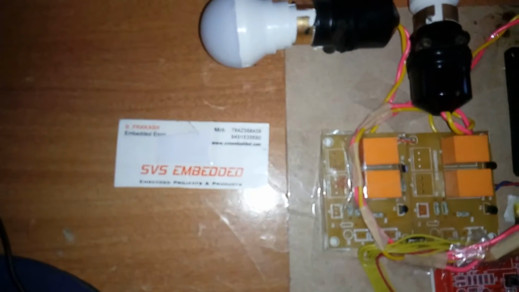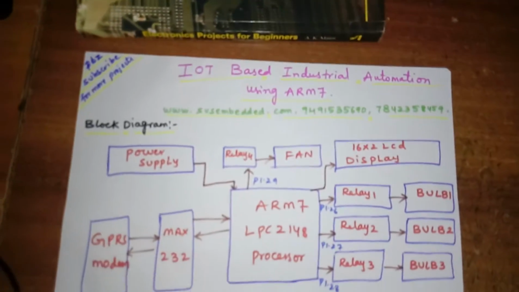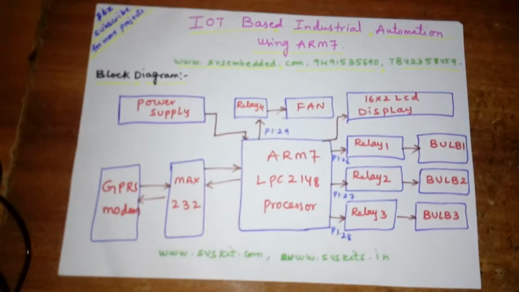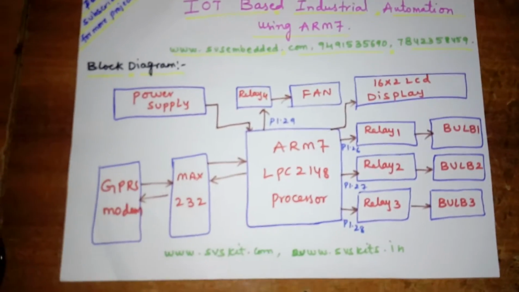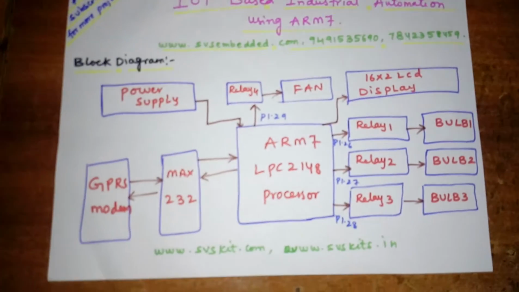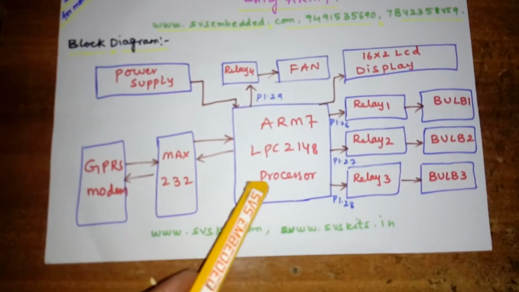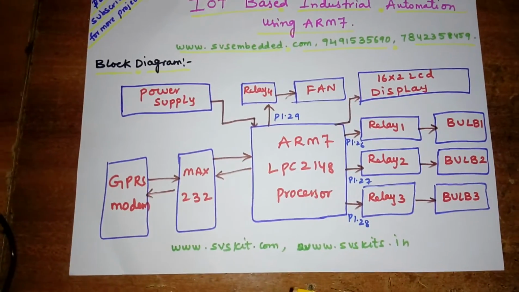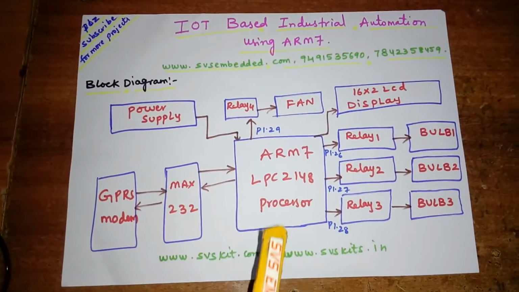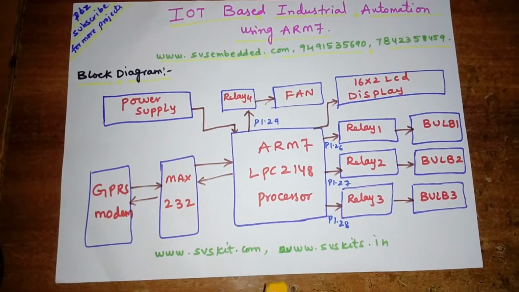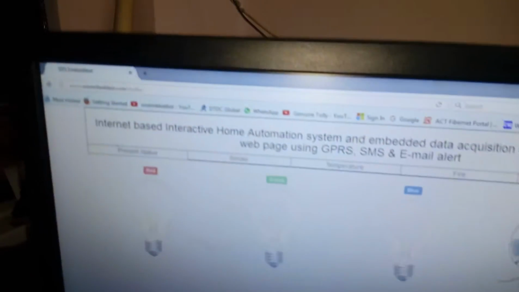The project title is IoT based industrial automation using ARM7 LPC2148. Here I am using an ARM7 LPC2148 processor. In this project I am going to control the appliances through my website, www.svsembedded.com/bulbs.